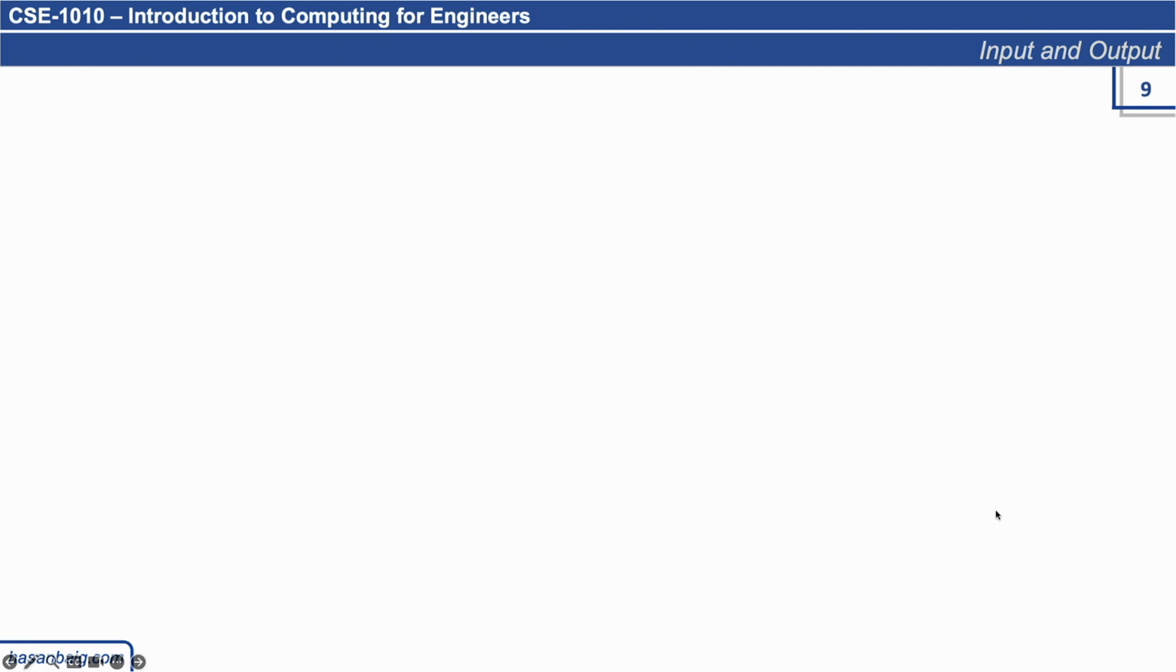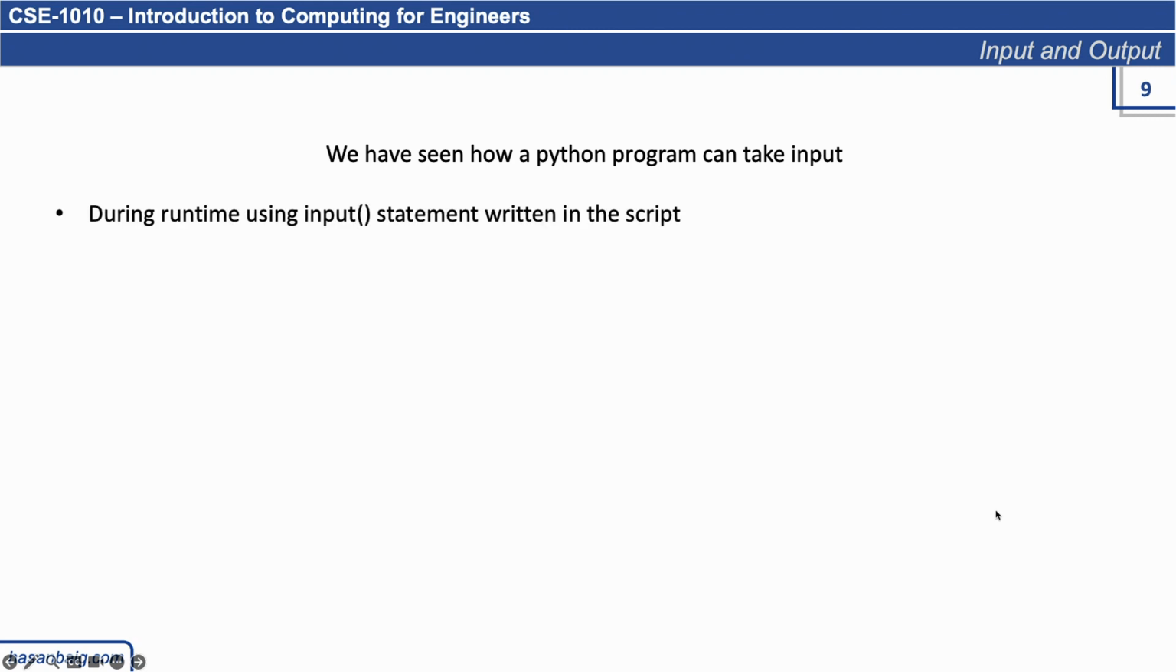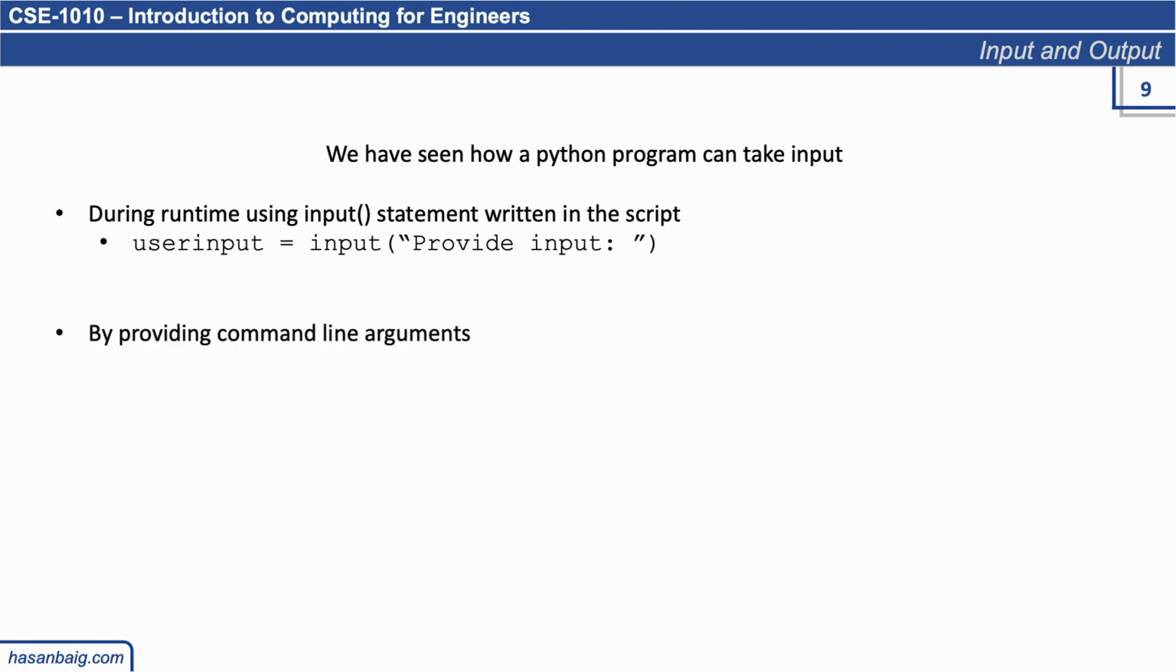Alright, so we have seen how a Python program can take input during runtime using the input function, a statement written in the script. This takes an optional message, provide input, and it takes the input from the user with the help of a keyboard, and it is again in the form of a string. The second method that we have just studied is through the command line.